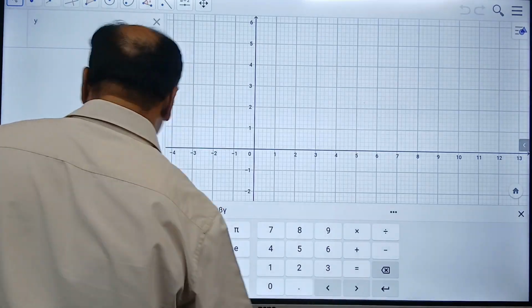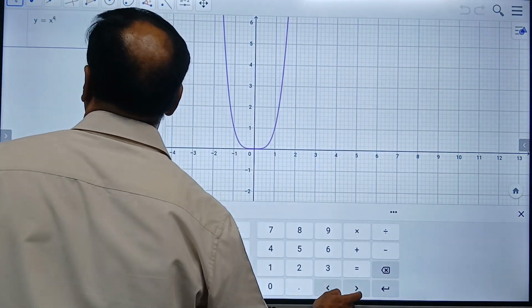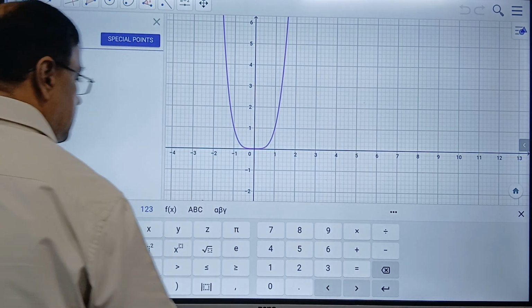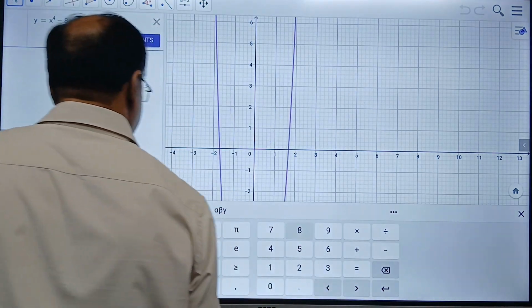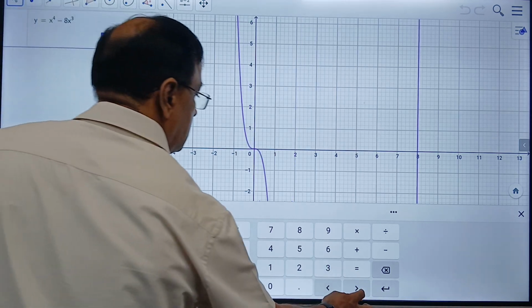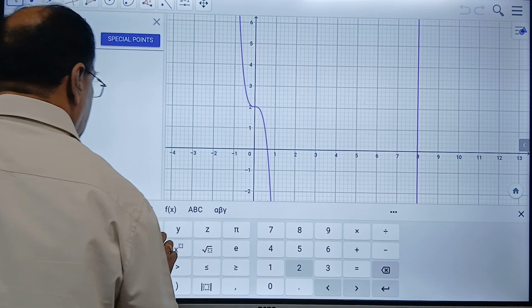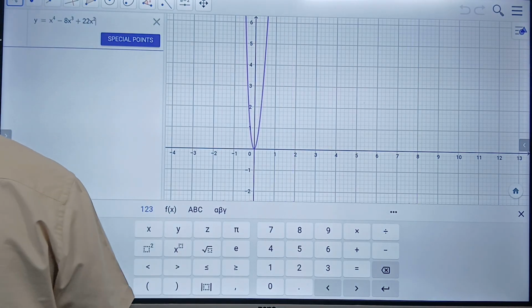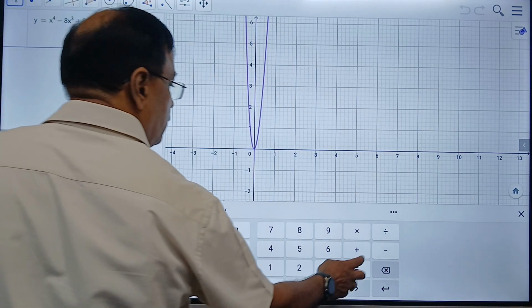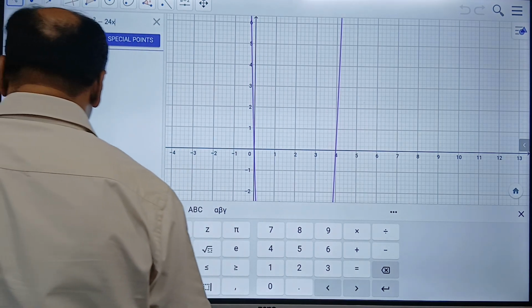Okay, equal to x power 4, then minus 8x cube, followed by plus 22x square, and then it is minus 24x plus 21.